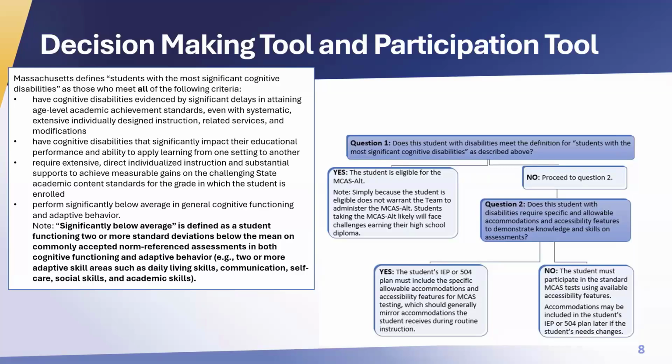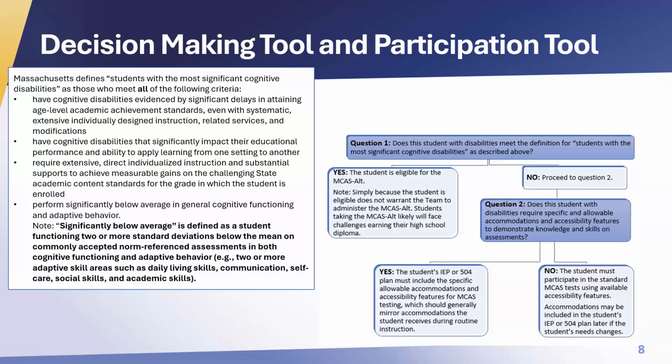These 4 points, the first 3 are pretty standard in the sense that it emphasizes that students who meet the criteria have to have significant delays in attaining academic achievement standards, even with supports. They have significant cognitive disabilities that affect their educational performance. These students require direct, extensive individualized instruction and substantial support. I'm not going to read everything to you, but what I really want you to hone in on is the words in bold.